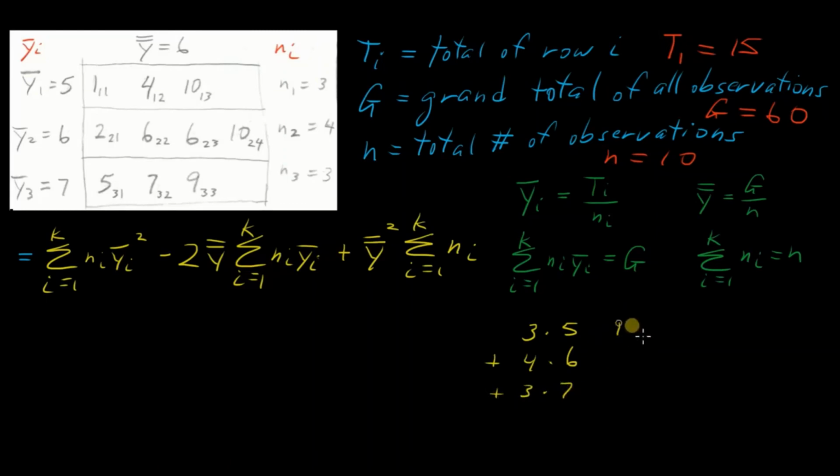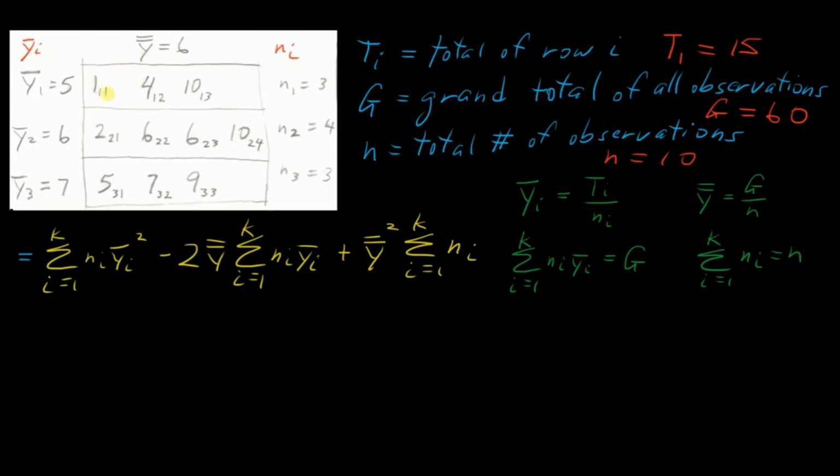And so we're going to get 15 plus 24 plus 21, and we're going to get 60. Well, that's just G. So when you see this expression here, we're really just totaling all of the observations.